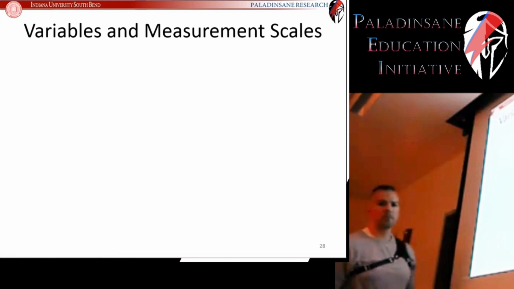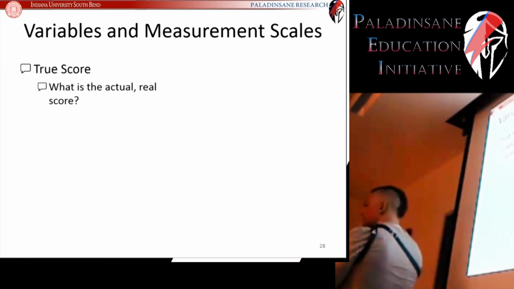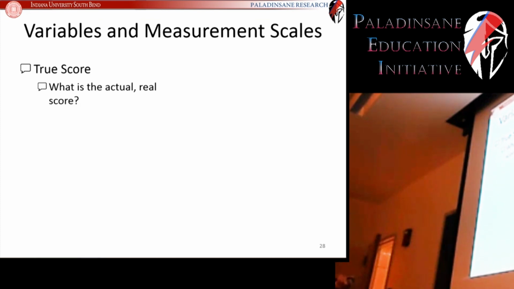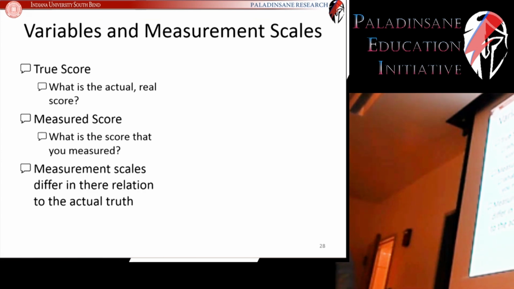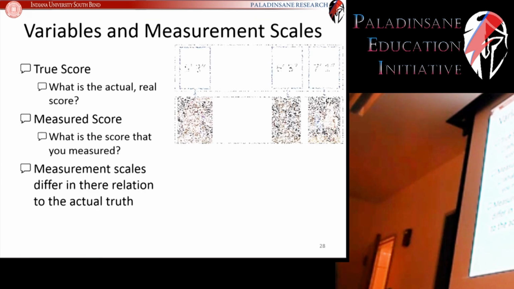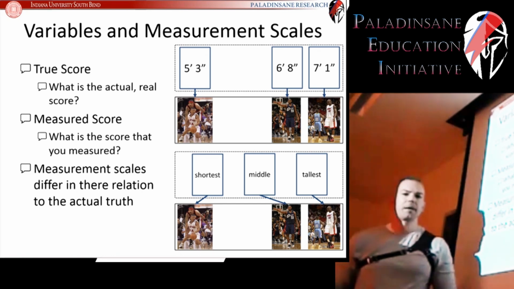So that's the basic thing we're going to be looking at. What are these measurement scales, and what is the relationship between the true score, the actual real score, the concept that we're measuring, versus the measured score, the score that we actually have access to, the score that our scale tells us about? So whether it's this parallel structure or this skewed non-parallel structure, that is the essence of what we're looking at today.